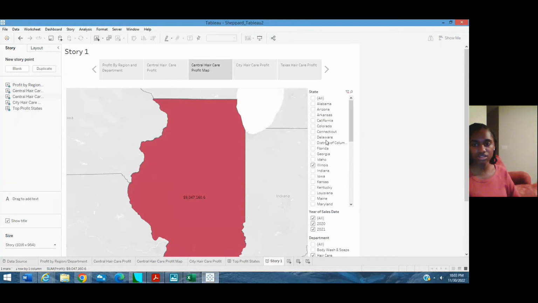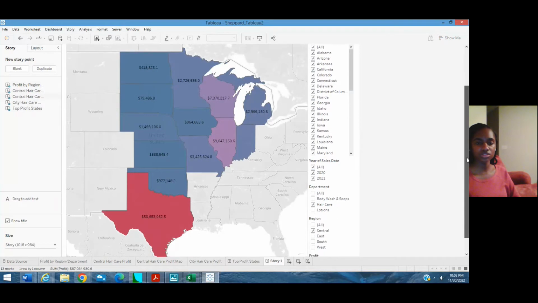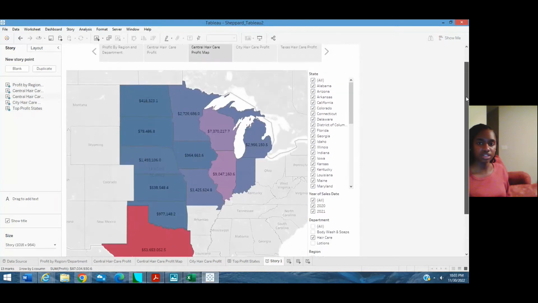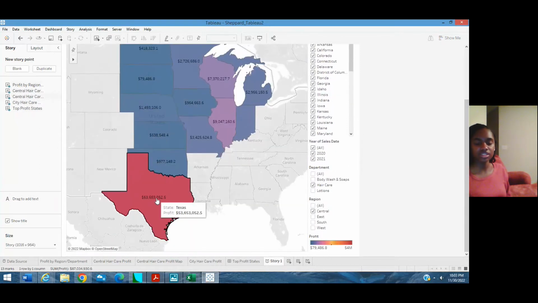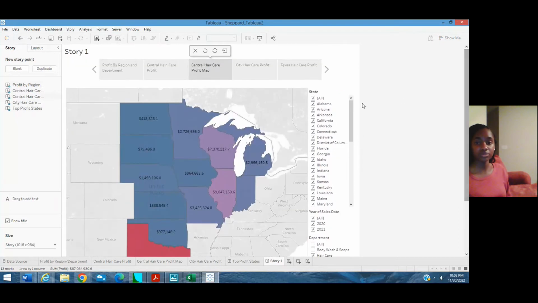So here we'll have to change it back to where it was. We're going to select all again. So we have our central here, and you're able to see the central region states and which states contributed to the profit as a whole in the central region. And we see that the state of Texas, again, Illinois and Wisconsin contributed greatly to the central region's profit being higher than the other regions.